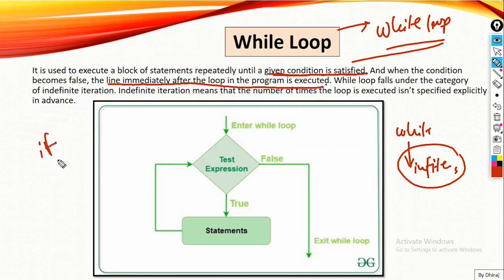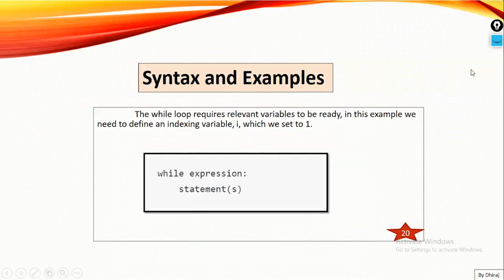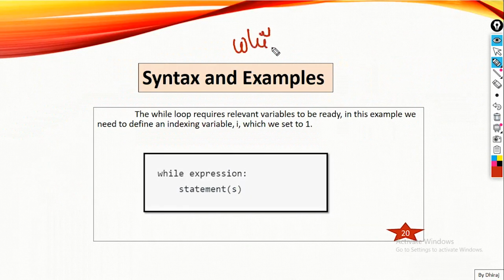Obviously, in the if statement we also saw that if the condition becomes false, the line below the if gets executed. Same for while as well. While loops fall under the category of indefinite iteration. Indefinite iteration means that the number of times the loop is executed isn't specified explicitly in advance. Let's move toward the syntax. The while loop syntax is while expression. Here we need to give some expression, or a condition, and the while loop will run until that condition fails.